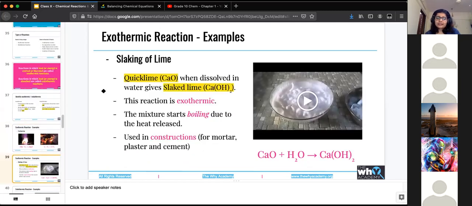Another exothermic reaction, important for your syllabus, is slaking of lime. One disclaimer: whenever you come across lime in chemistry, don't think of the lemon in your fridge. In the first 2-3 chapters, if you come across lime, it represents something of calcium. Lime is like the Latin name for calcium, sort of.